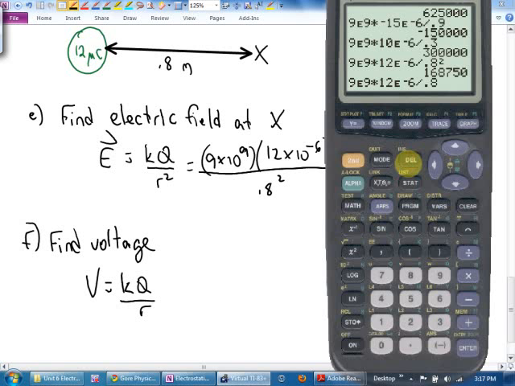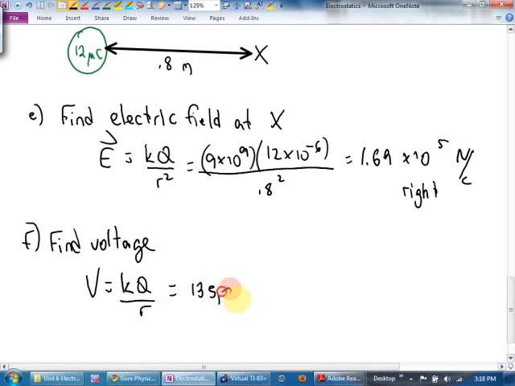9 times 10 to the 9th. The only issue would be if this had been a negative charge, you would put a negative in here, because you do get a negative voltage, and that's okay. But 135,000 volts. No direction, because it's a scalar.